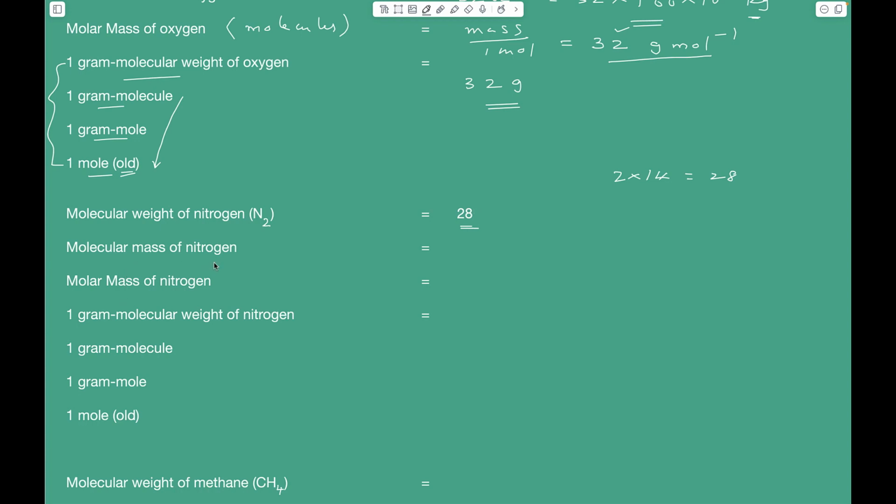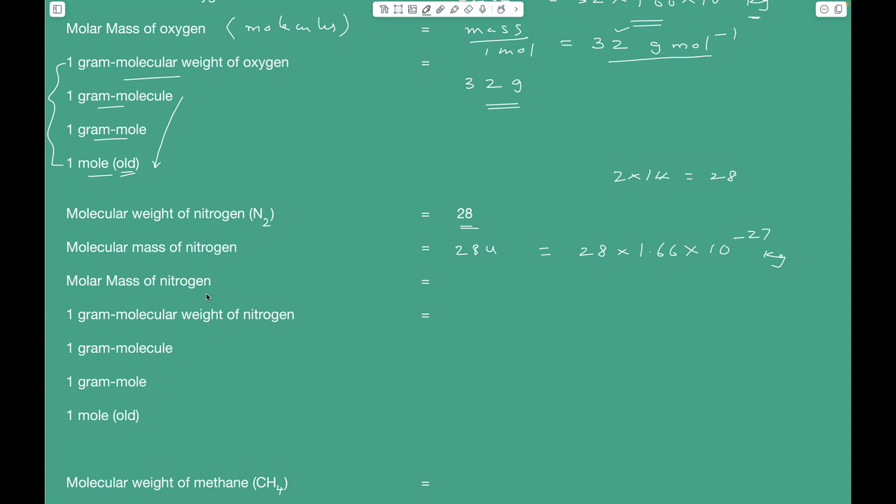Then what is the molecular mass of nitrogen? That is the mass of 1 molecule of nitrogen. It is 28 U. You simply have to add the unit U to it. And again, in kilograms, it would be 28 times 1.66 times 10 to the power of minus 27 kilograms.